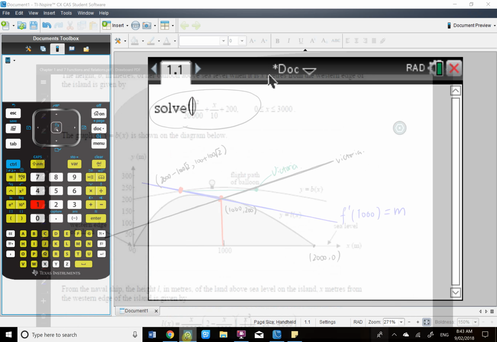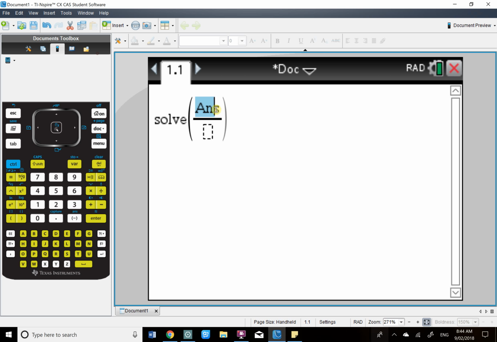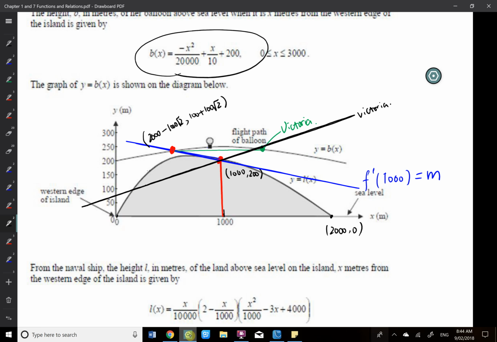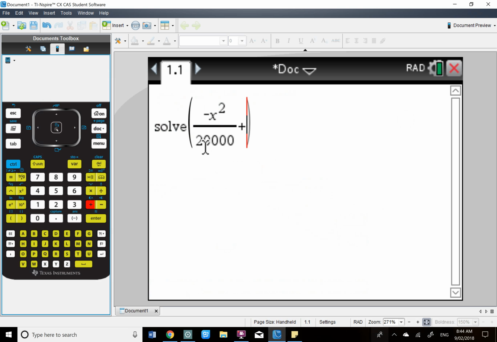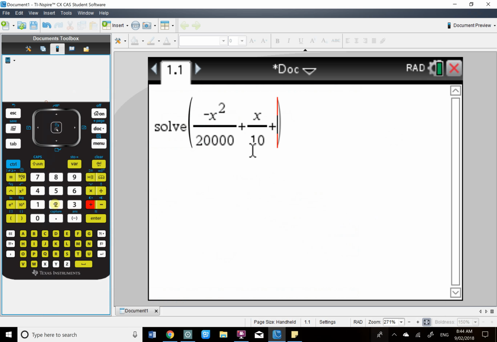We have minus x squared over 20,000, plus x over 10, and then plus 200. That will have the same height, so there will be two values that give you the same height. So we can say that's 100 plus 100 root 2.